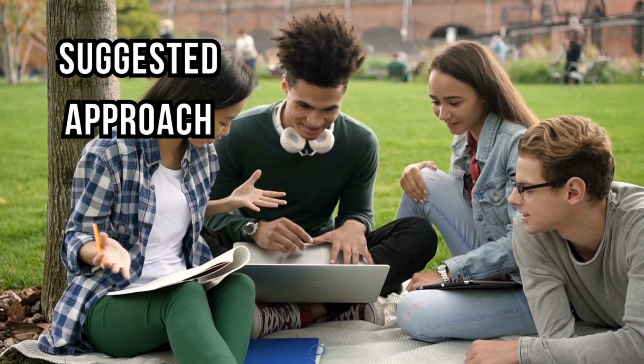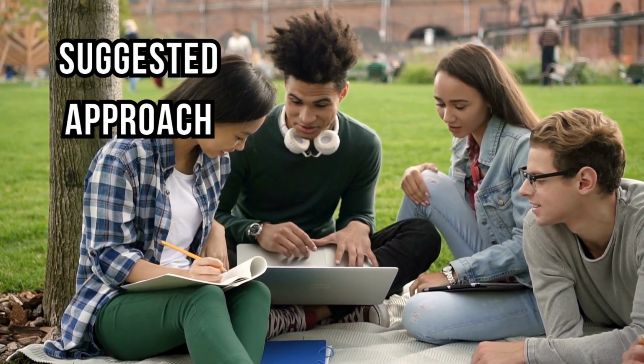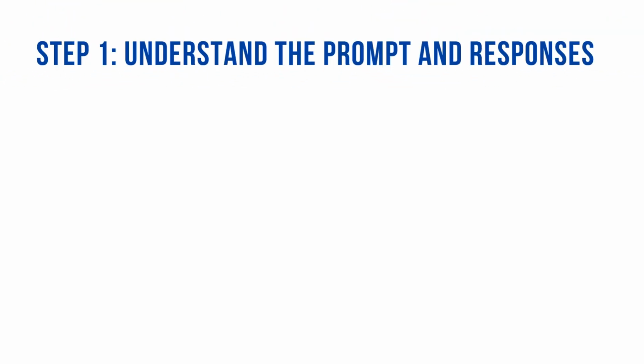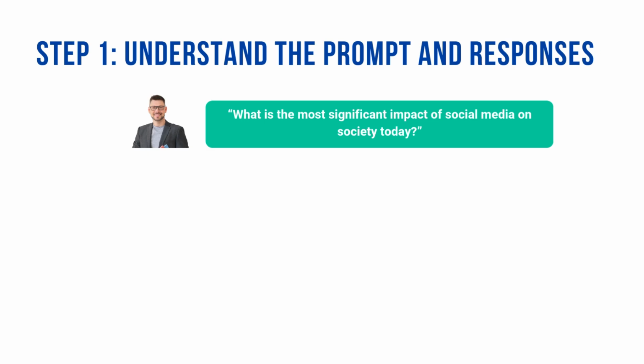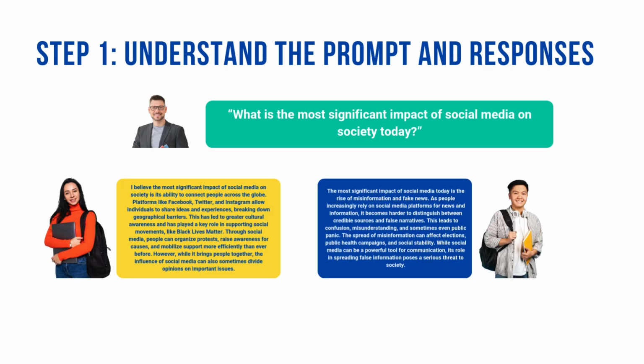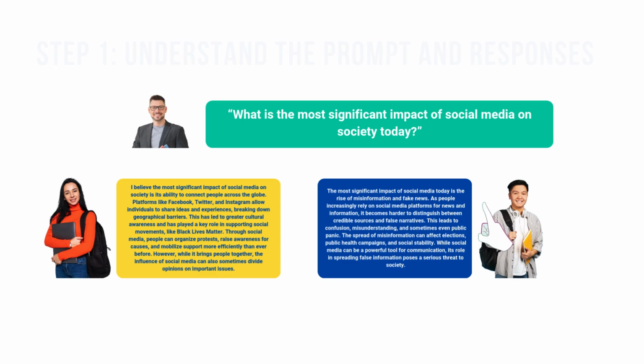Now, here's how to approach the task. Let's break this down into a simple 4-step process. Step 1. Understand the prompt and responses. Carefully read the professor's question and the classmates' responses. Identify the key themes and ideas already discussed. For example, the professor might ask, "What is the most significant impact of social media on society today?" Classmates might focus on the positive aspects, like social media's role in global awareness, or on the negatives, like misinformation and cyberbullying.